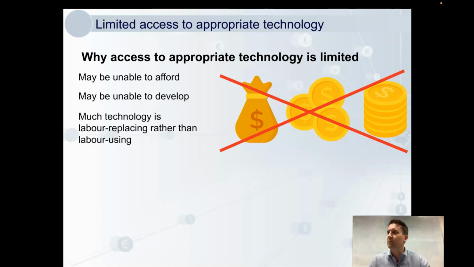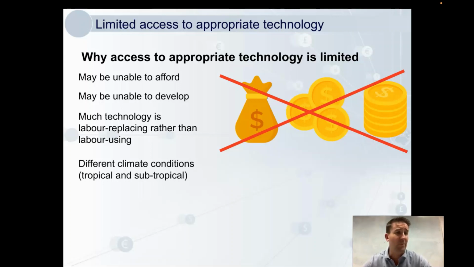And some of the technology can be labour replacing rather than labour using, because if it's coming from a developed country, whereas these countries, they still need people in work. So labour using technologies can be much more appropriate. It can be harder to find the most appropriate technologies.